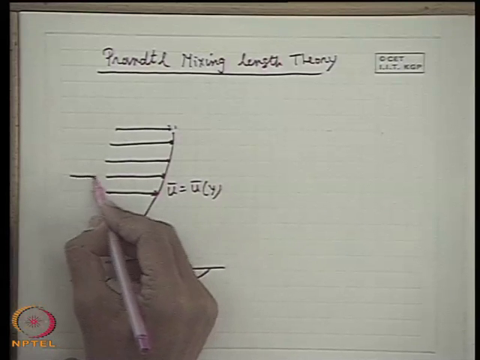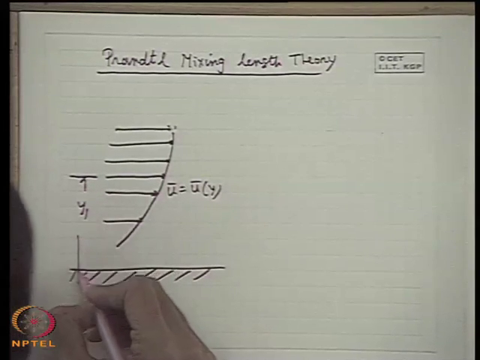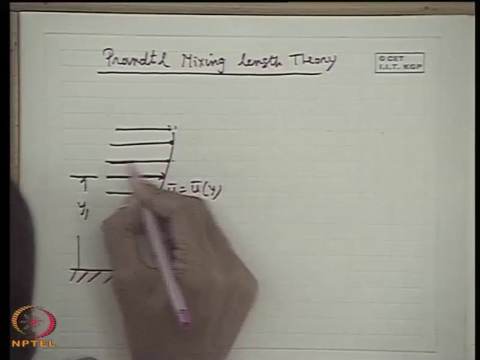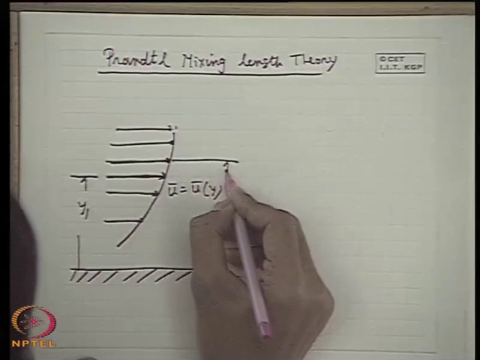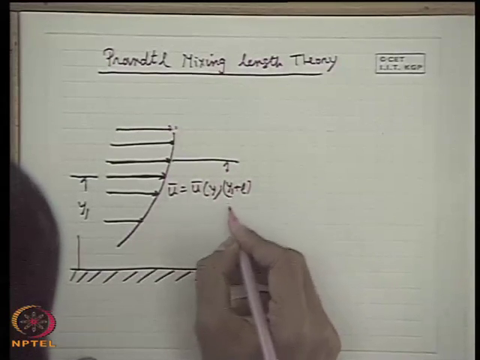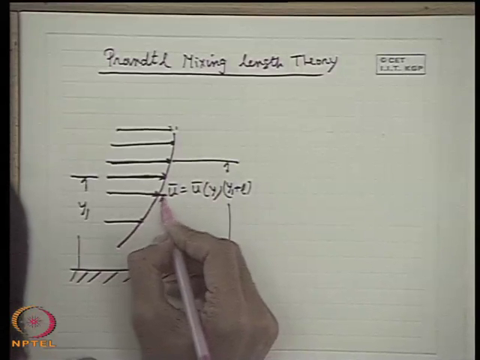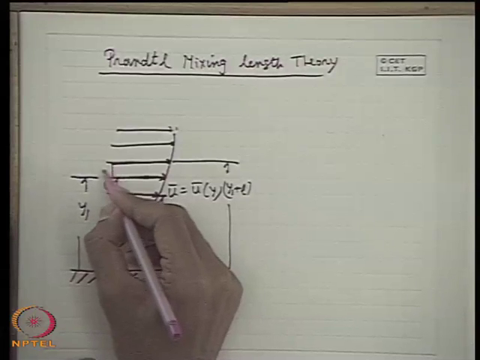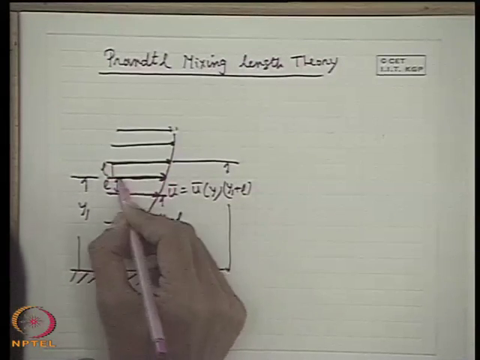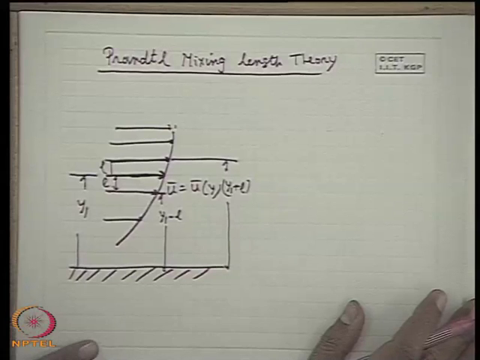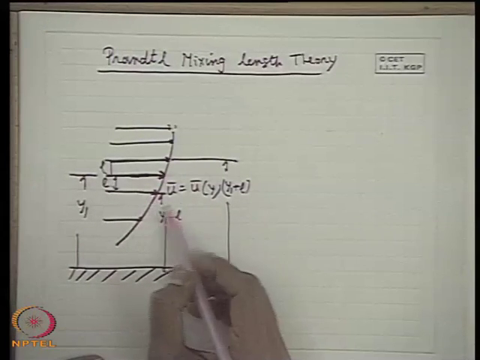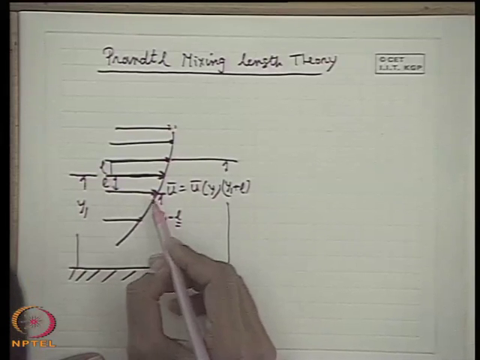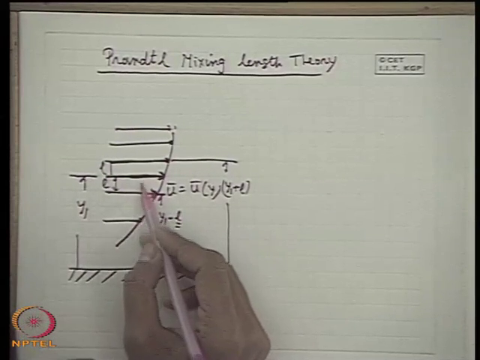Now, let us choose a particular coordinate y1 at a height where we will pay our attention, and let us choose, in an exaggerated way, one layer here which is at a distance y1 plus L, where L is the mixing length, and another at y1 minus L, so that this distance is L, this distance is L, and we focus our attention at this level y1. Now L is the mixing length, where it was defined that a molecule retains its original momentum while traversing this distance L.